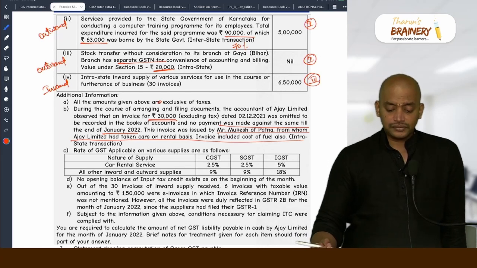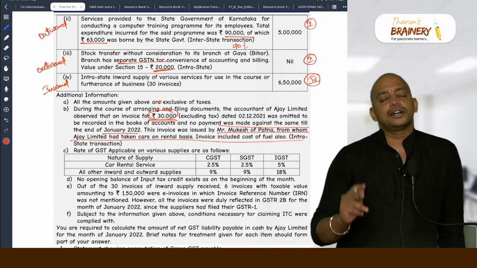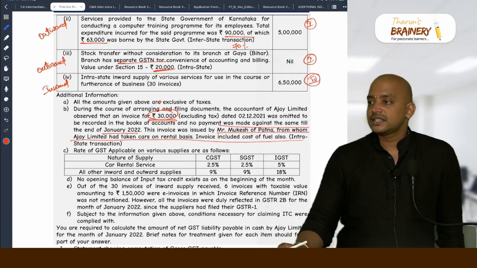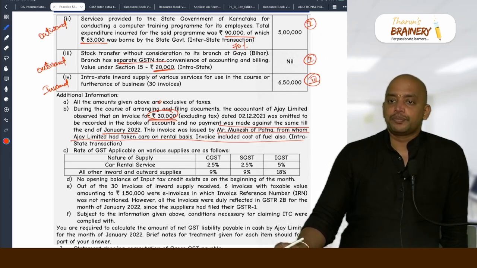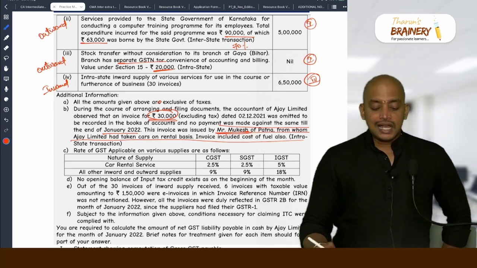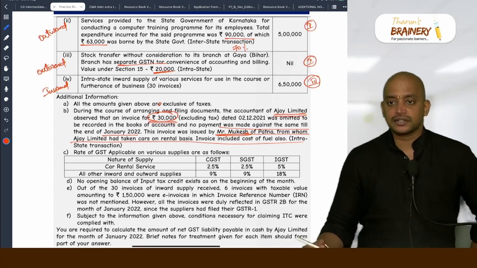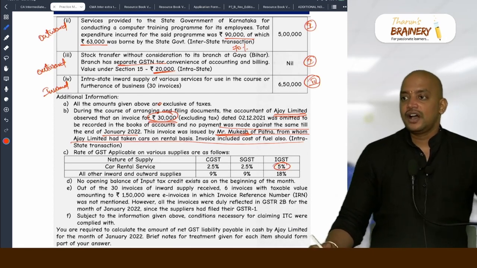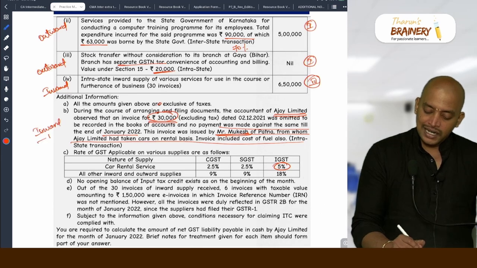First of all, this 30,000 is renting of cars, correct? Renting of cars is covered under RCM when? Three conditions. Supplier should be other than body corporate. Check. Who is the supplier? Mukesh of Patna. And recipient should be body corporate. Yes, recipient is Ajay Limited. And what is the rate of GST for car rental? 5%. All three conditions are satisfied. So, it will be an inward supply covered under RCM.